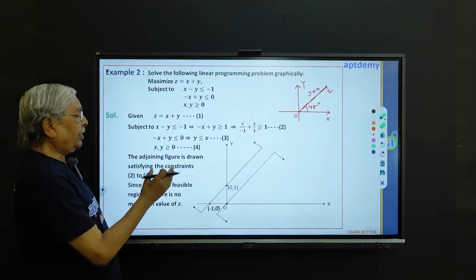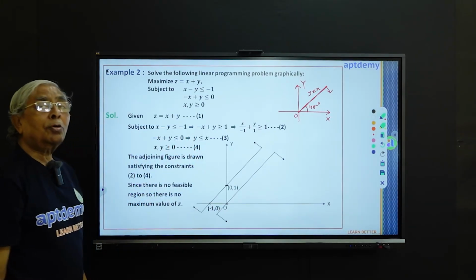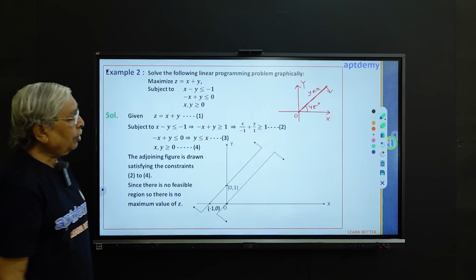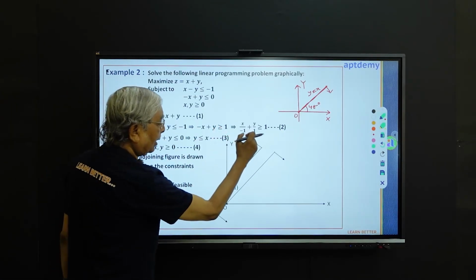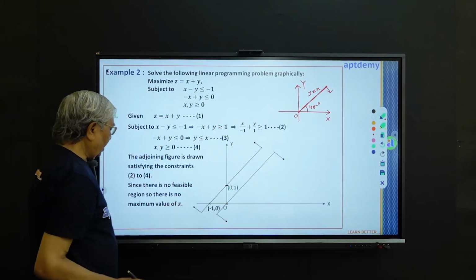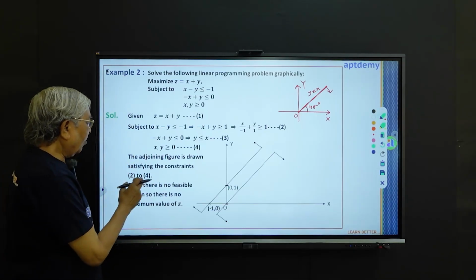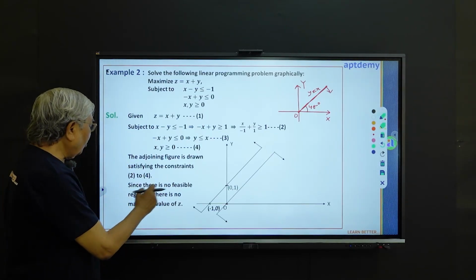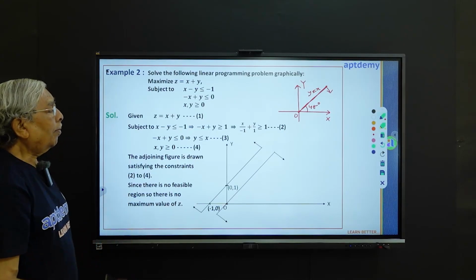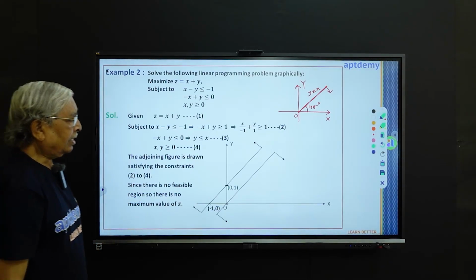So we cannot find the maximum value of z, because this is upwards and this is downwards, so there is no common region. That's why I have written here that since there is no feasible region, there is no maximum value of z.